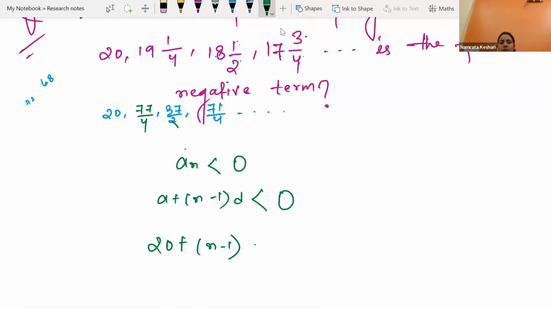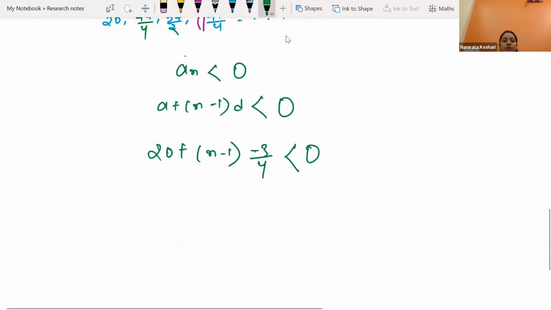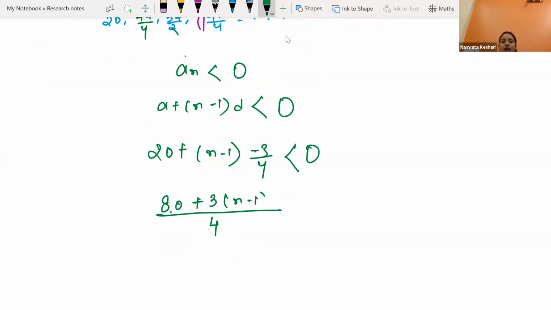Minus 3 by 4. Minus 3 by 4. Okay, this is smaller than 0. We will take out the LCM. We'll have 4 over here, we'll have 80 over here, and 3 into n minus 1 like that, and still it is smaller than 0.